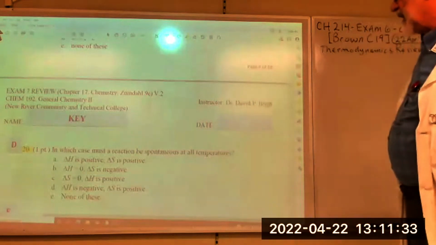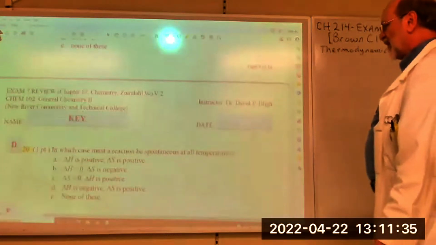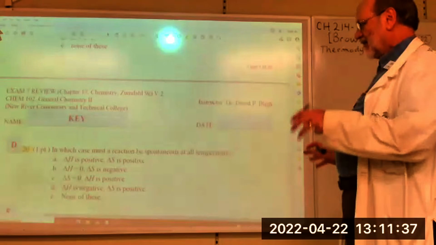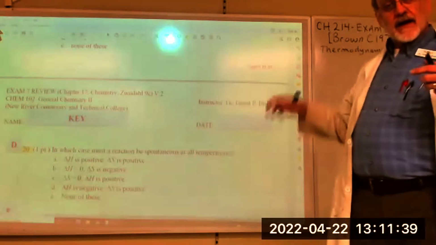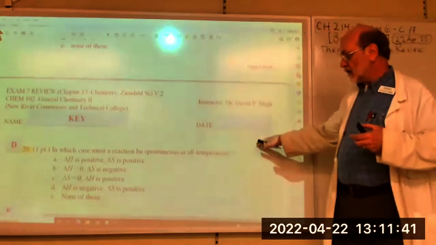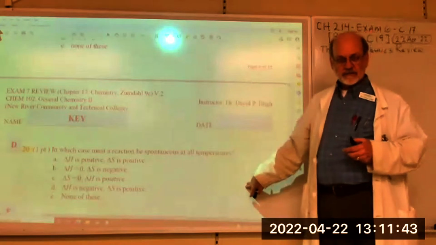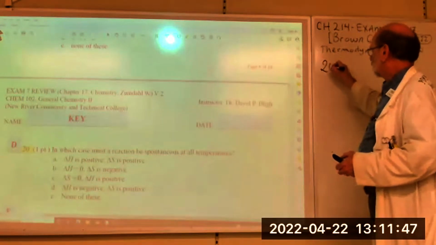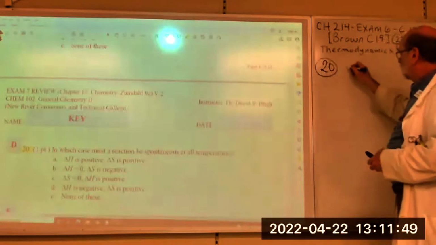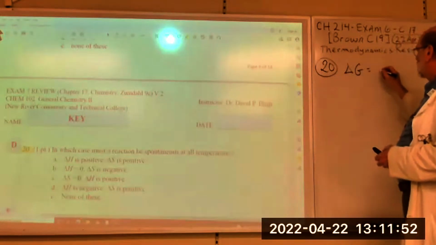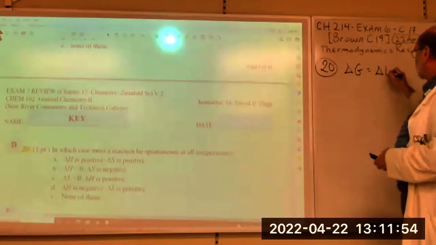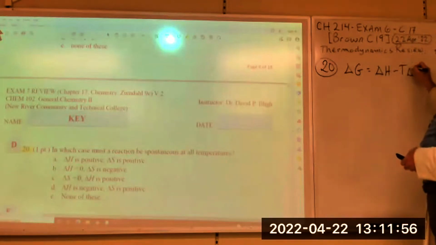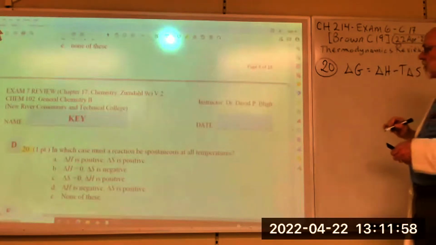Okay. In which case must a reaction be spontaneous at all temperatures? This one is using the Gibbs free energy equation. So let's see, put 20 here. So delta G is equal to delta H minus T delta S.